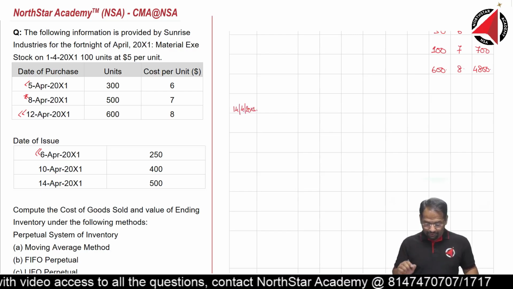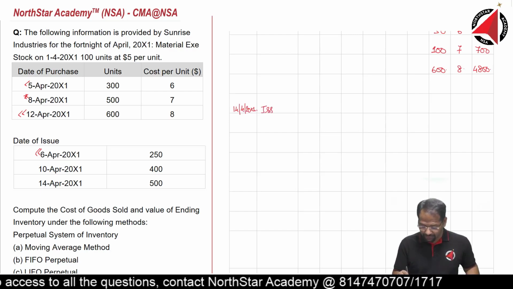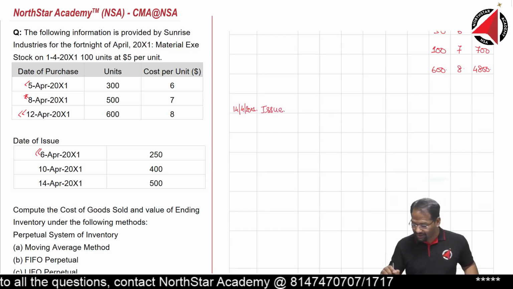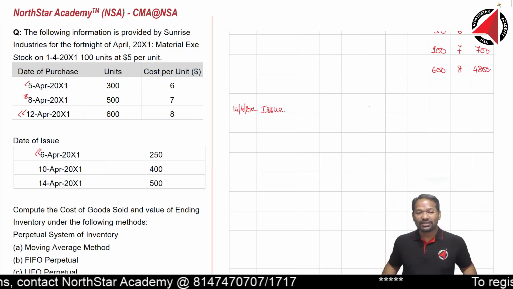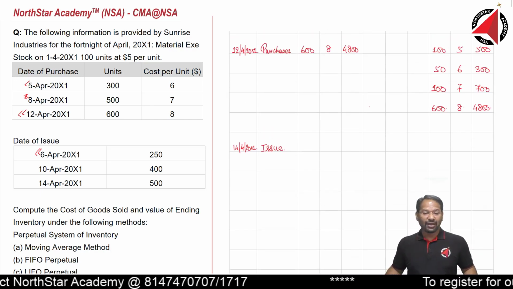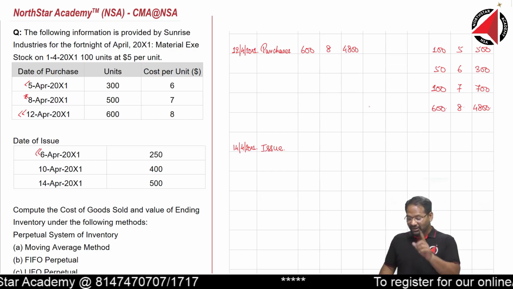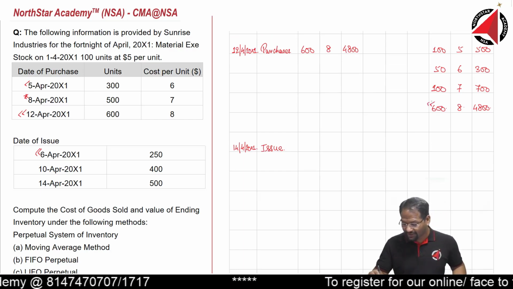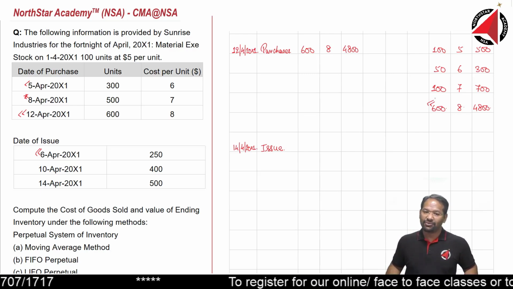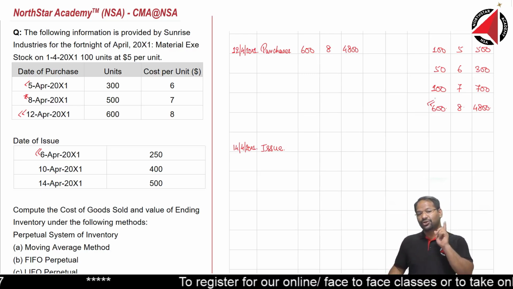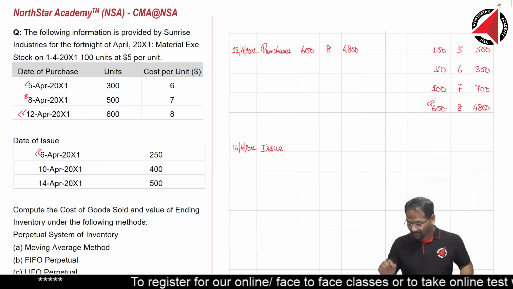What is happening on 14th of April? We have issued. How many units we have issued? We have issued 500 units. Let's go on to the balance item. Do we have 500 units in the last item? Yes, we have 600 units here. From 600, we can easily issue 500.